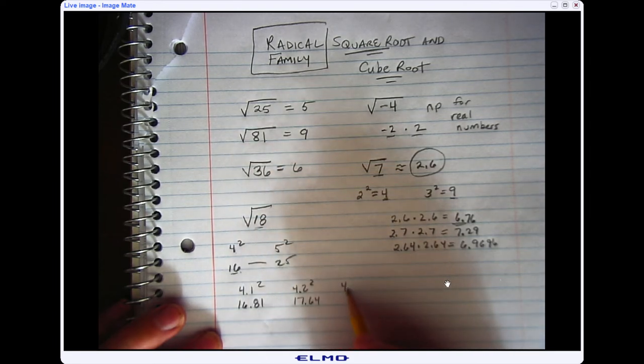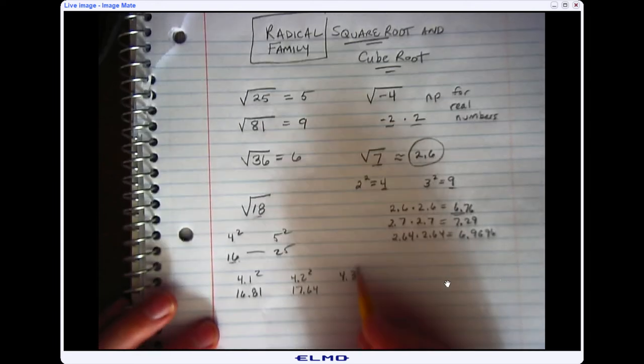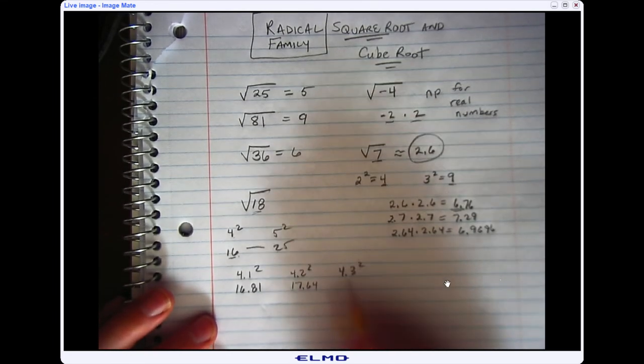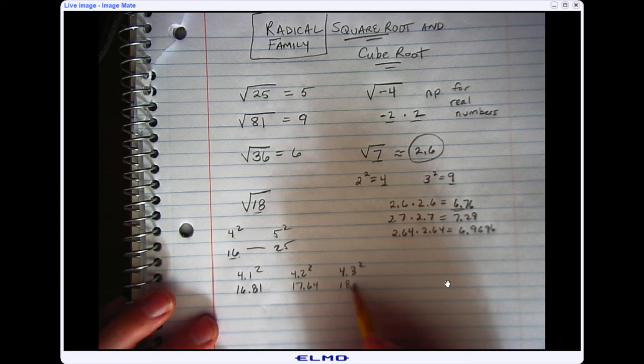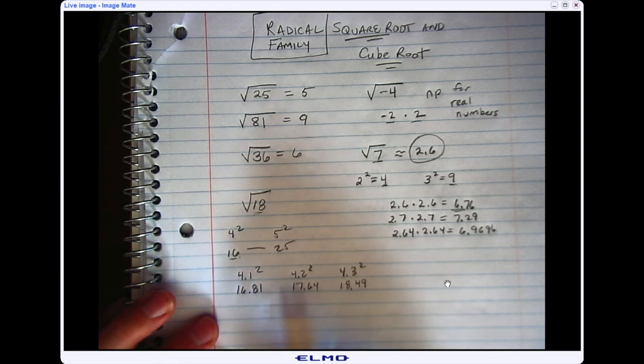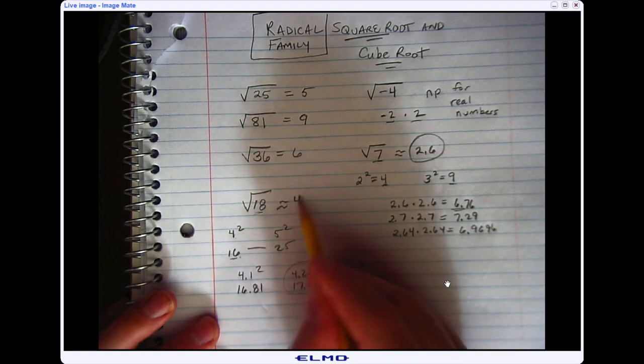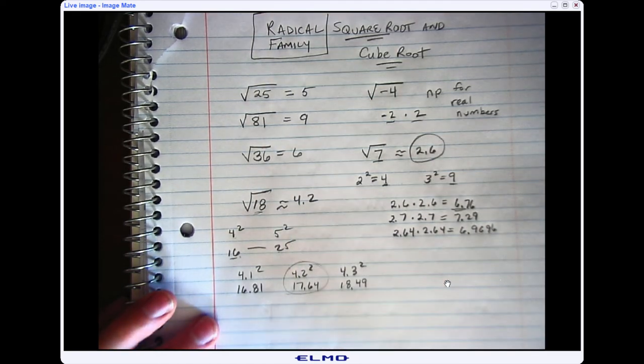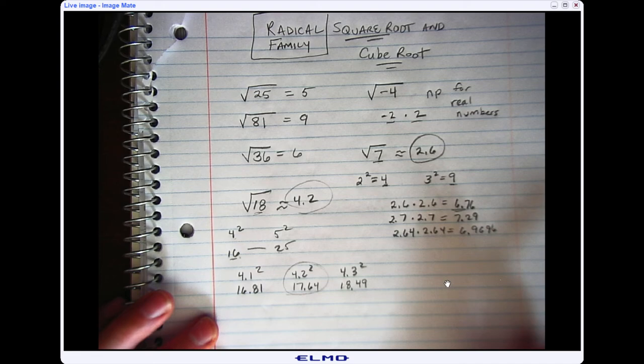So I'm going to try one more time. 4.3 times 4.3, and I get 18.49. And again, as I look at these, it's close. This one's 0.36 away from 0.49 away, so it's probably something closer to about 4.2. That would be my approximate answer for the square root of 18.